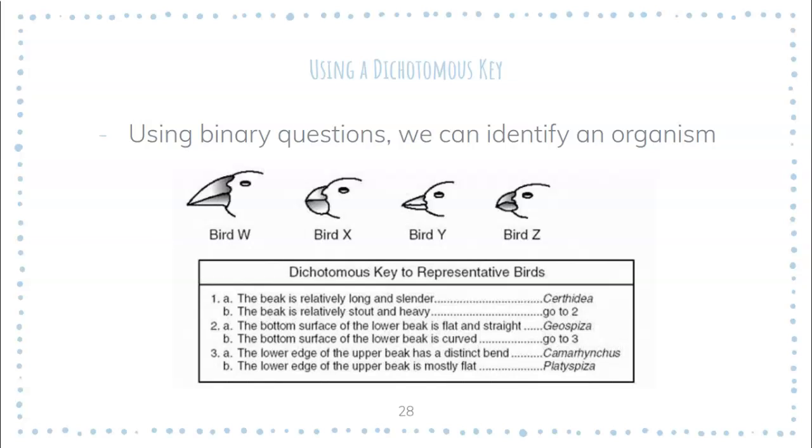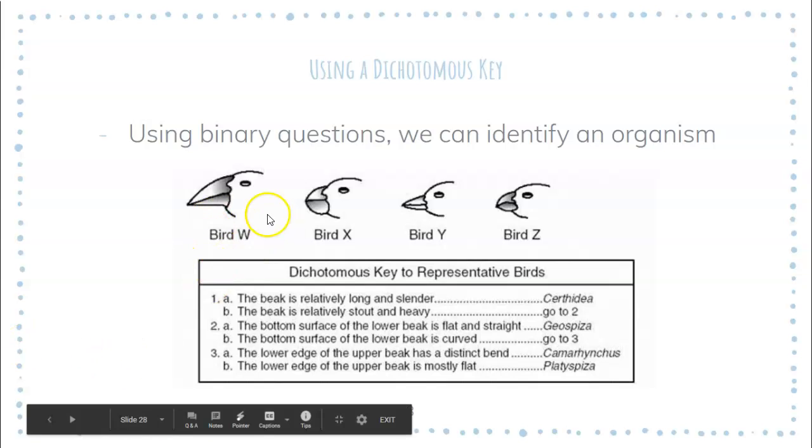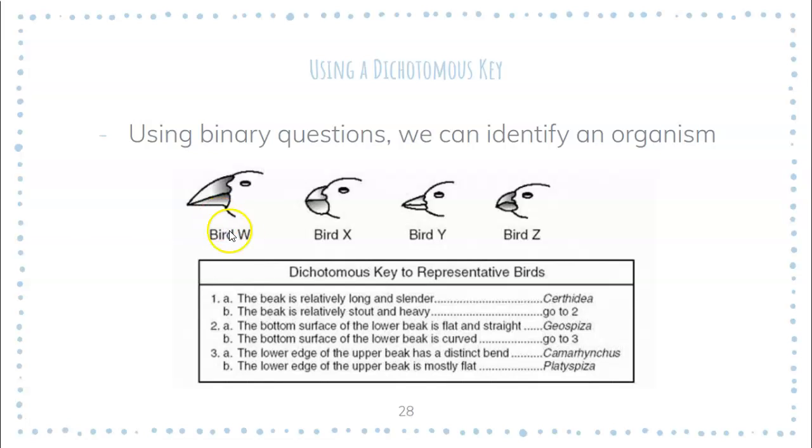So the way that this works is like if you're looking at bird W, right? You can see that there's differences, but if you're looking at only bird W, you would start at 1A or 1B. The beak is relatively long and slender, or the beak is relatively stout and heavy. Well, it looks kind of long and slender to me, so this italicized word would be its scientific name. And then you move on to the next bird, which is bird X.